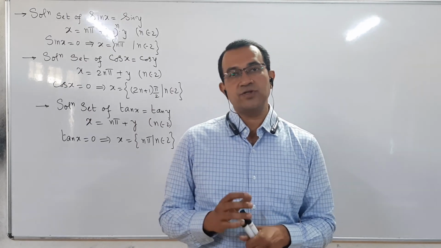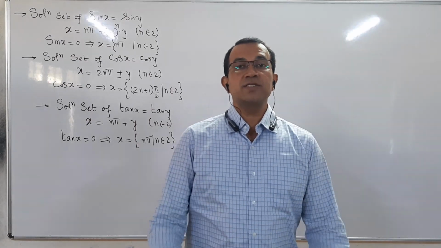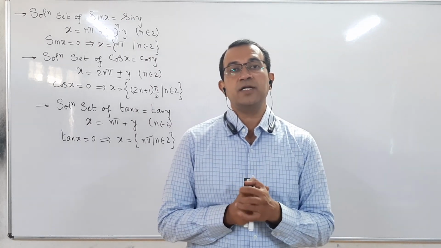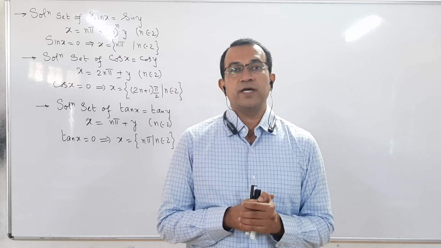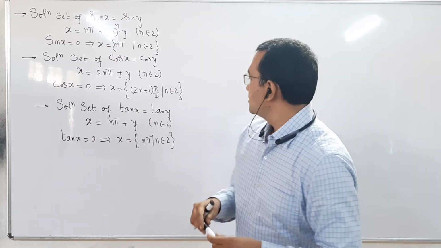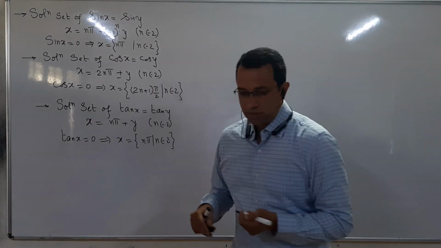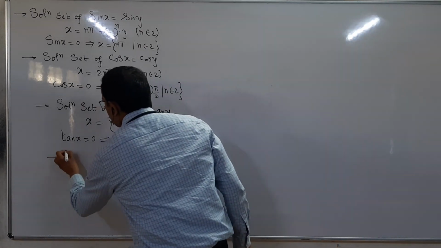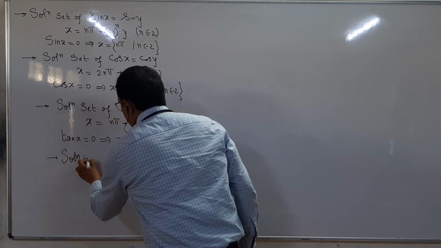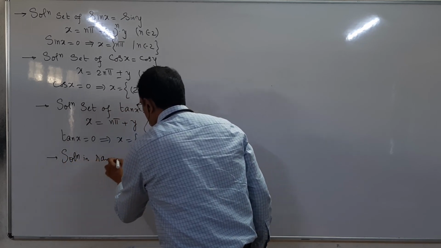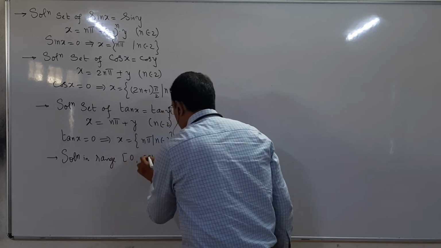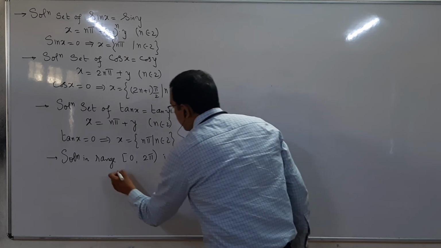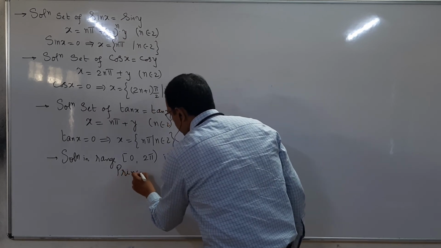Now, students, solution set means there can be more than one solution of a trigonometric equation. So we are writing a solution set, and the solution in the range, students, pay attention, the solution in the range closed 0 to open 2 pi is called principal solution.